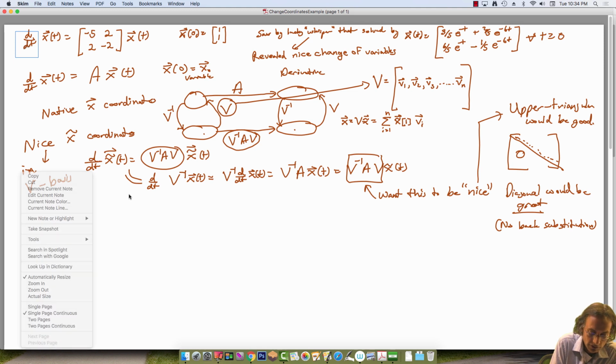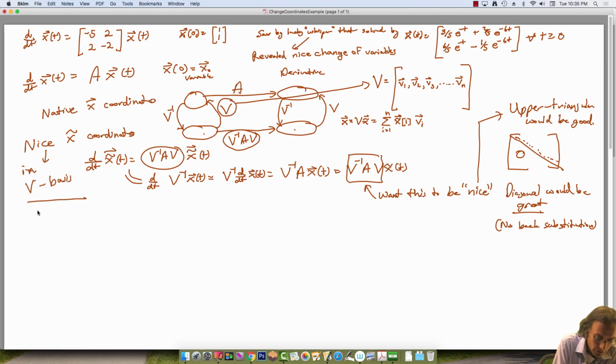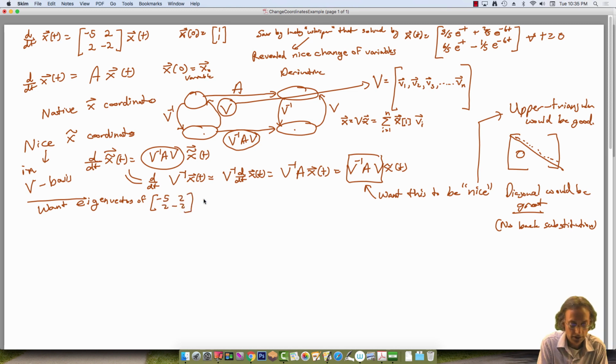So we want eigenvectors of [-5, 2; 2, -2] to get V. So how can we find these eigenvectors? We have to remember what eigenvectors are.